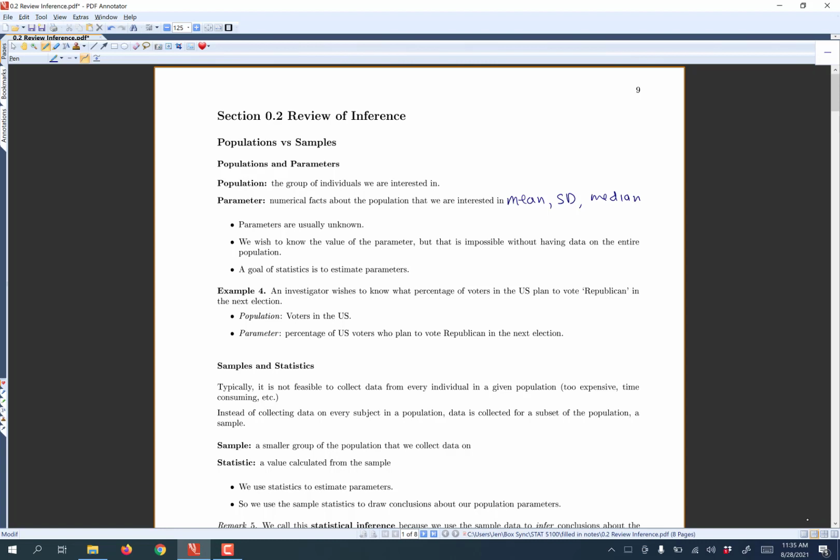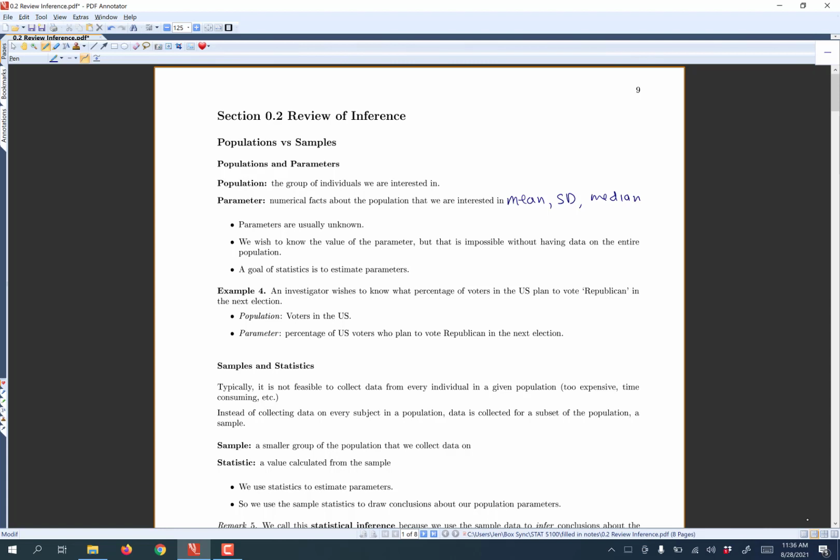So our parameters, facts about our population, are usually unknown because we don't know the population in most of what we do in statistics. So we want to know the value of the parameter, but we can't do that without knowing the data for the entire population. And so our main goal of statistics is to estimate the parameter. Anytime we're trying to estimate something about the population, we're going to call that inference.